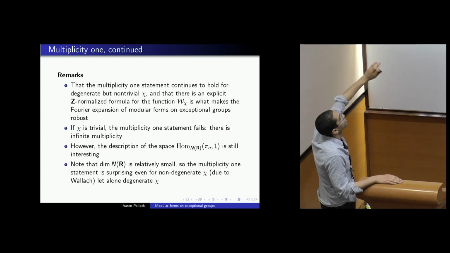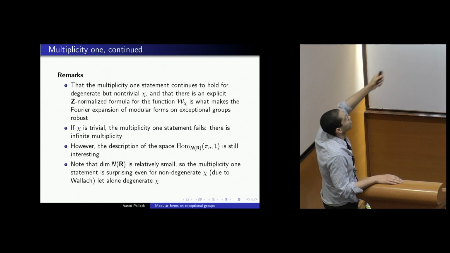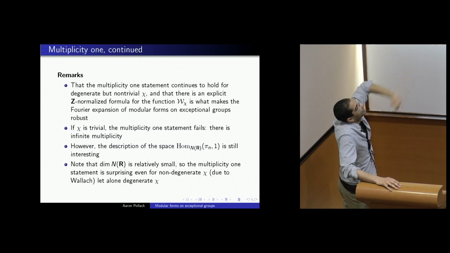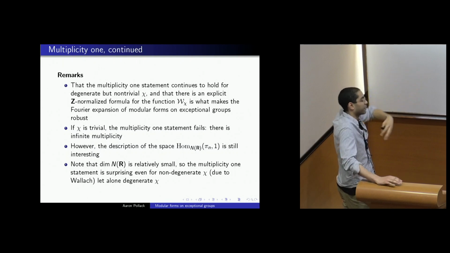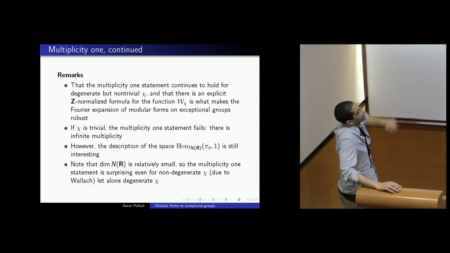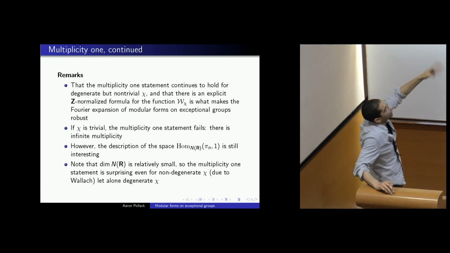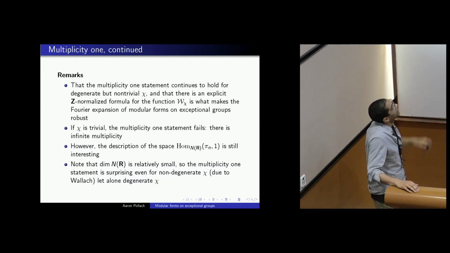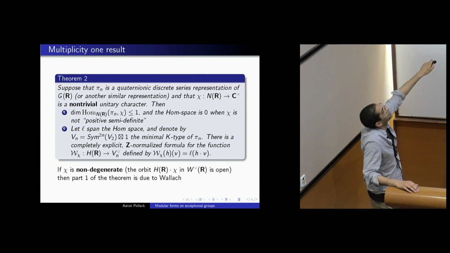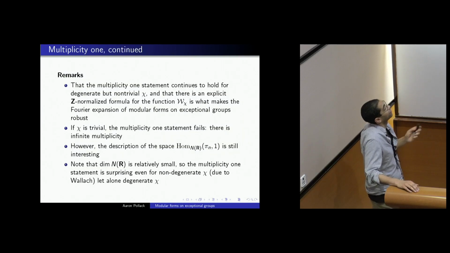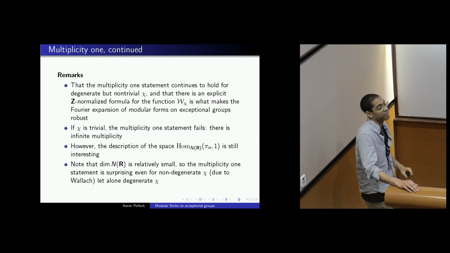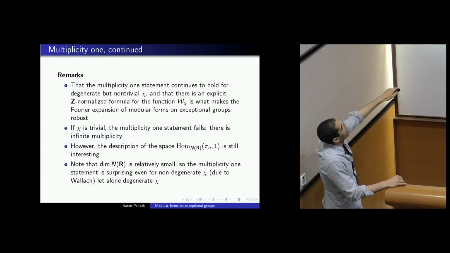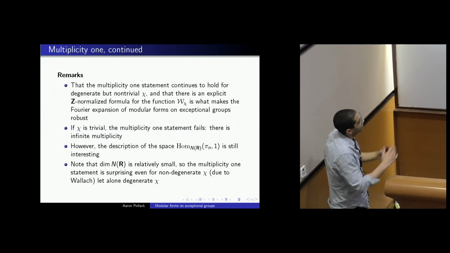Okay, so a few remarks. This is just what I was saying before, that the multiplicity 1 result and the fact that these functions W chi can be written down so explicitly as to be defined even over Z is what makes the Fourier expansion of modular forms on exceptional groups really go. One statement in this theorem is that chi was non-trivial, so this is the best you can do. If chi is the trivial character, you in fact have infinite multiplicity. But you can still completely describe this Hom space.